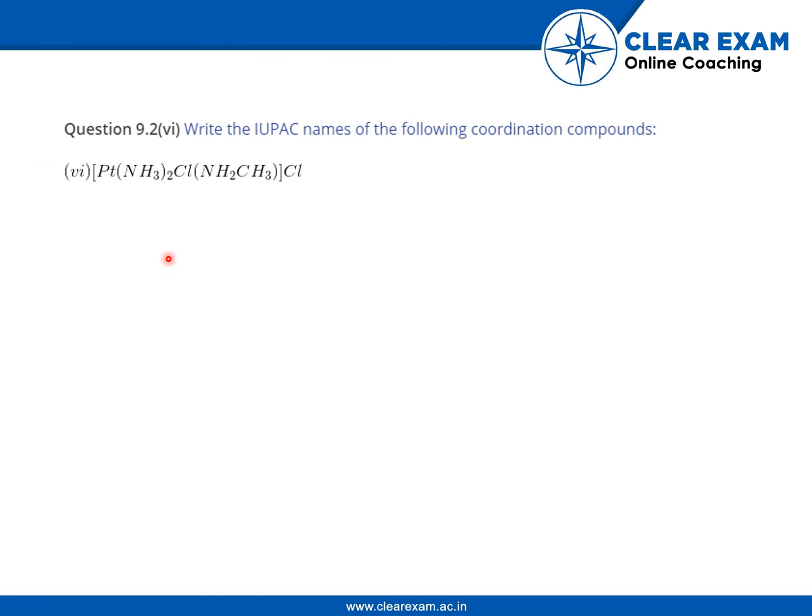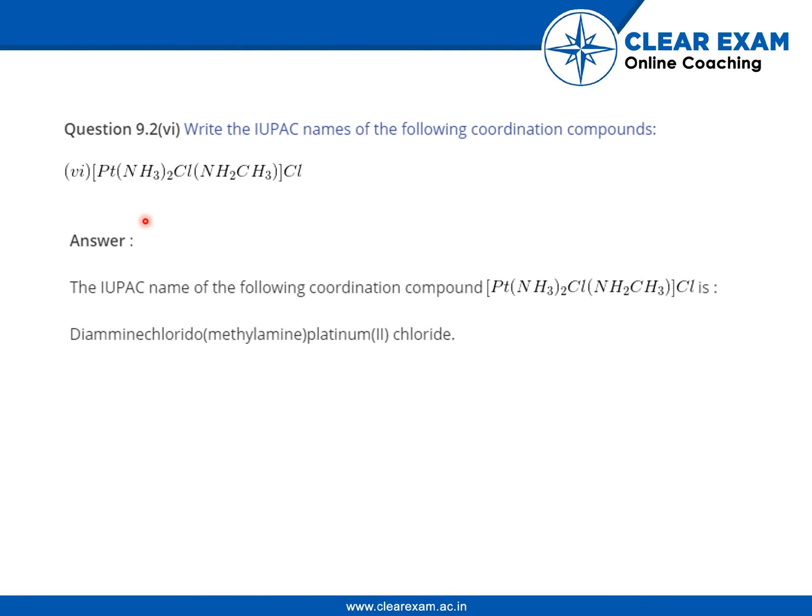Now this is much more complex. For the IUPAC name, since there are many ligands, first we will write the ligand that comes first in alphabetical order. This is the positive part, and we will write this part first. The name of this ligand is amine, this is chlorido, and this is methylamine. These start with A, C, and M, so first we will write A. So diamine, then chlorido, then methylamine. Charge on platinum will be 2, and chloride.